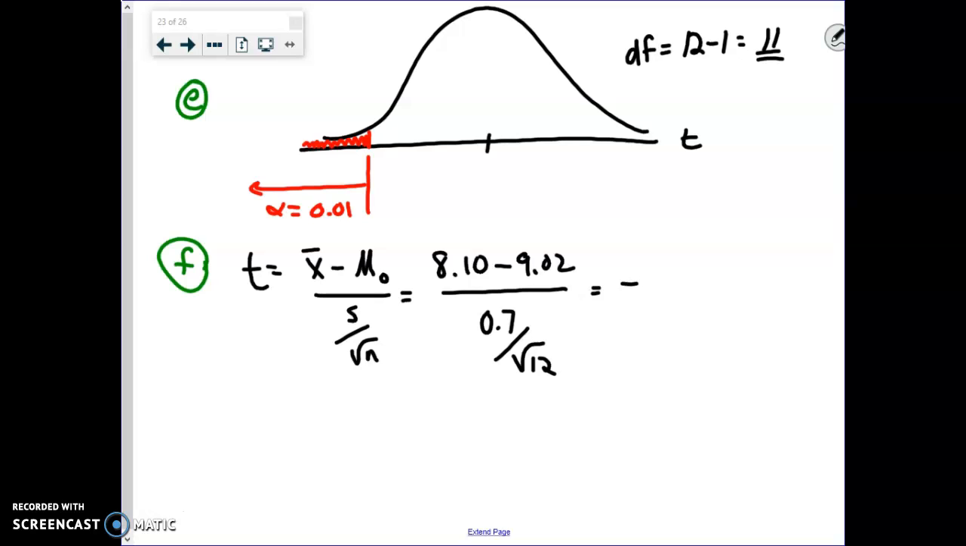And if we do this, we get negative 4.553. Now, that means that our sample data happens to be more than 4.5 standard errors away from the middle of this distribution. So in order to figure out what that p-value is, the probability that we get sample data that's more extreme than this, we have to go to our stat app.